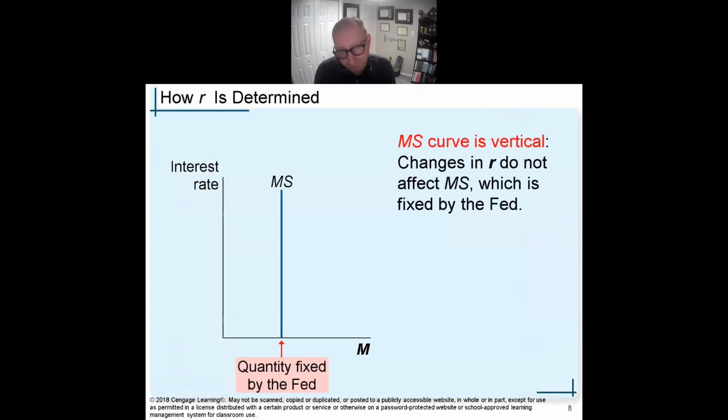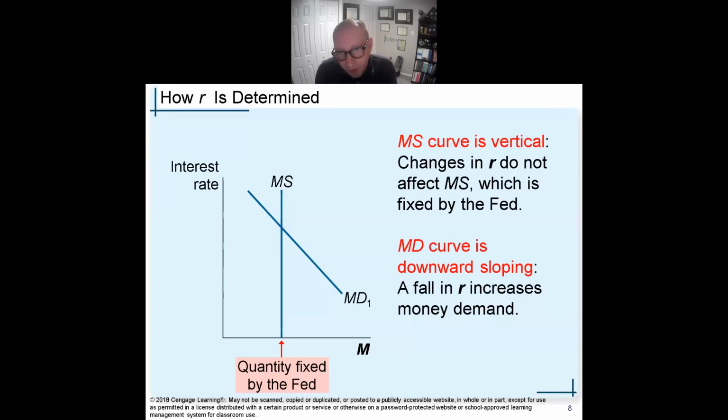Money supply is vertical. Remember, the money supply is a fixed amount because of the central bank, the Federal Reserve. Changes in the interest rate do not affect the money supplied in the system. The money demand, however, is directly correlated with the interest rate. When there's a decrease in the interest rate, there's an increase in the money demand. Lower interest rate, the more I can borrow. Makes sense.